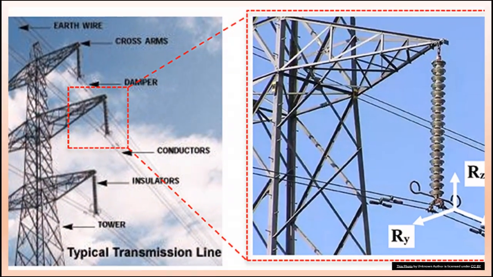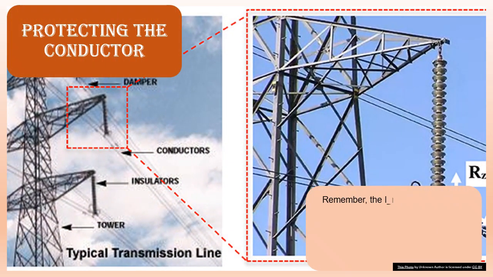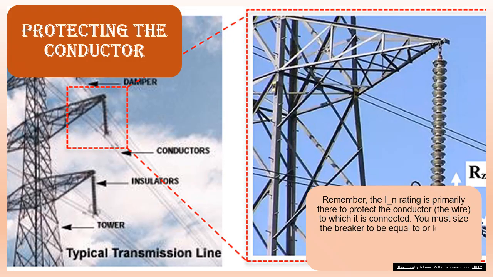Protecting the conductor. Remember, the I_N rating is primarily there to protect the conductor, the wire, to which it is connected. You must size the breaker to be equal to or less than the ampacity, the current carrying capacity, of the wire to prevent the wire from overheating.